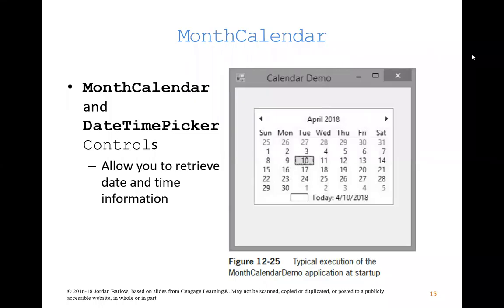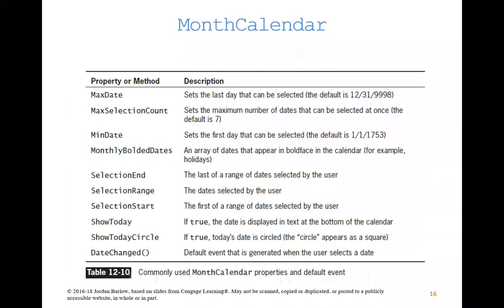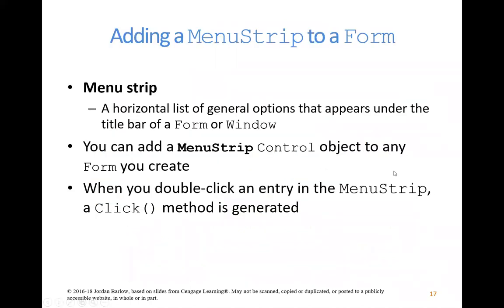Okay, another useful control that you can put on your form is the month calendar. And that allows the user to pick a date on the calendar, and you can retrieve and do things with those dates. So the month calendar control has several properties, such as the selection range and selection start. Those are the dates that the user selected. And the default method is date change. So that's what happens when a user clicks on a date. You can make something happen when the user clicks on that date.